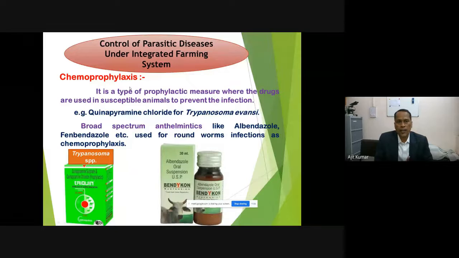Then coming to chemoprophylaxis. Chemoprophylaxis is the use of a chemical by which we can prevent infection in the livestock. Some chemicals have chemoprophylactic action. Generally, when we use a vaccine, it is as immunoprophylaxis to prevent infection. But some chemicals are also used to prevent infection, like quinapyramine chloride.